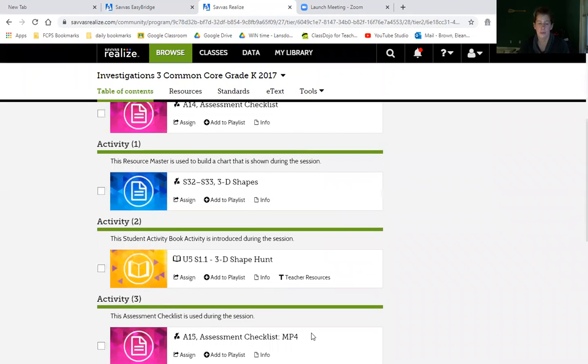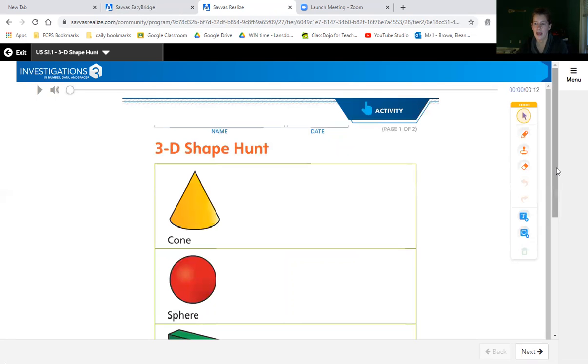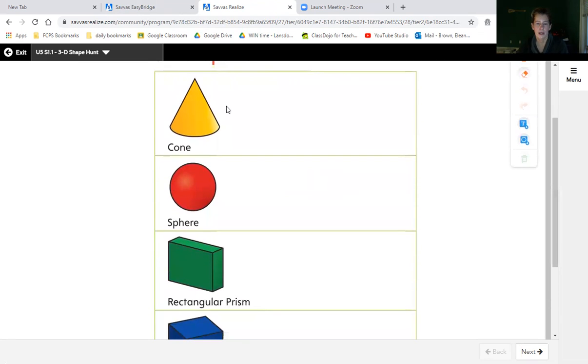one of the games that we can play is called the 3D shape hunt. So you have these shapes, cone. So what you'll do is you'll search around your house for something in the shape of a cone. Now, I searched around and I found a couple of things. I found the top of Santa Claus's hat. That is a cone. And what I'm going to do is in my journal, I'm going to illustrate that and write cone. I also found a glue bottle top. That is also a cone.